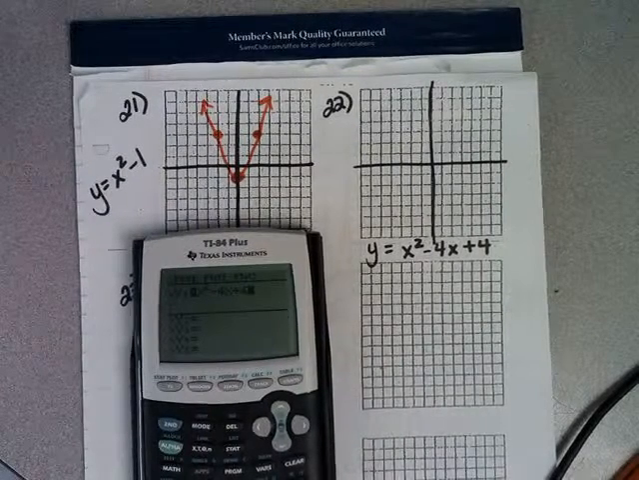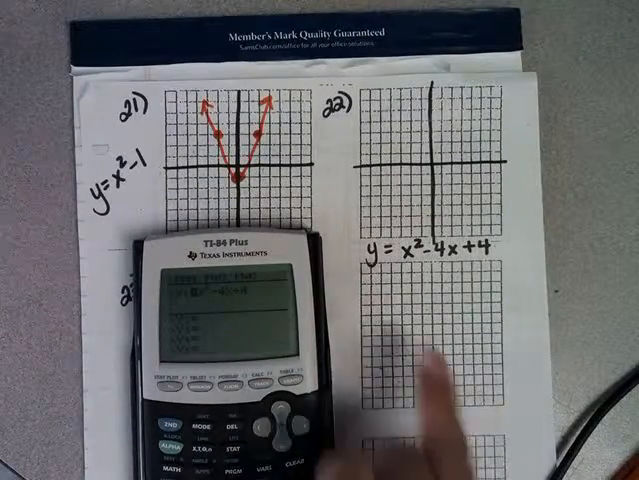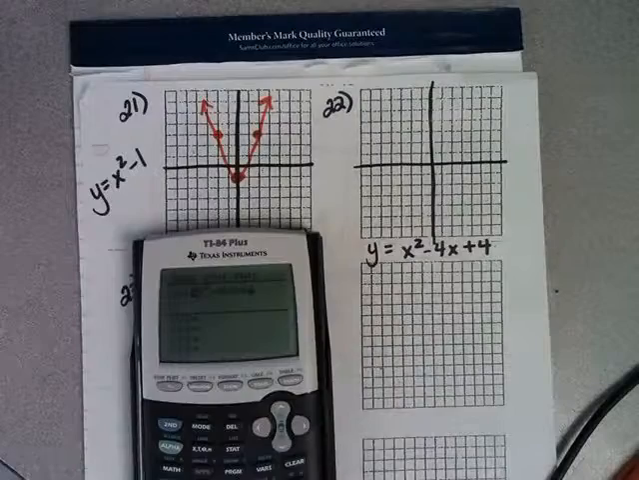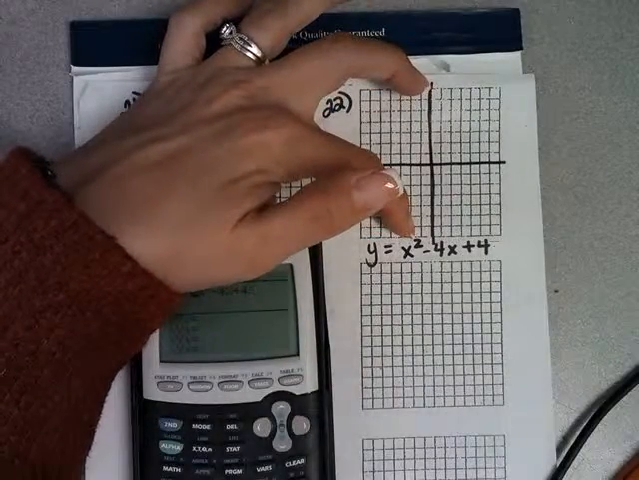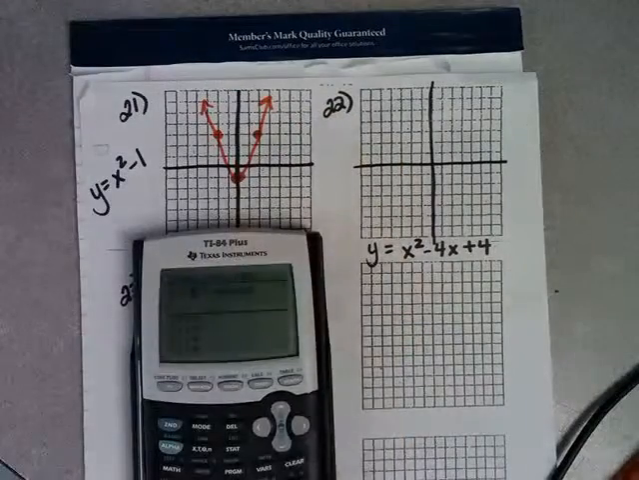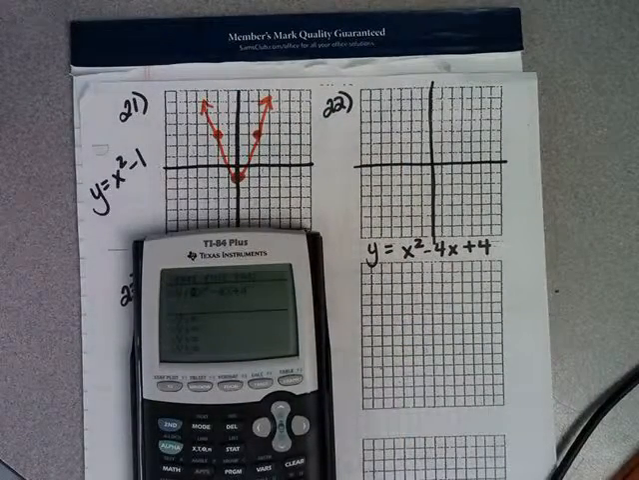So without us even graphing, we know that this is a U going up. It's a U because of the x squared, and it's going up because the number in front of the x squared is positive. Is everybody okay? Okay, so now let's graph it. Hit graph.